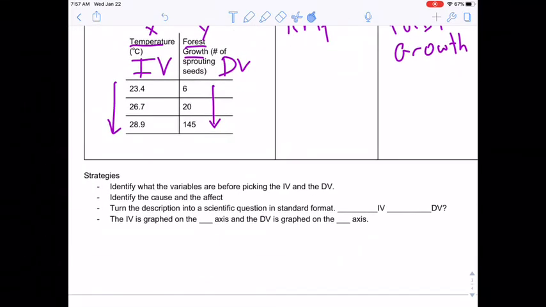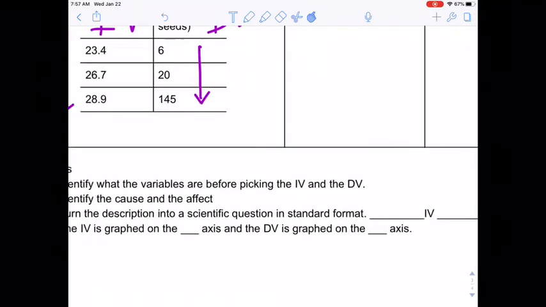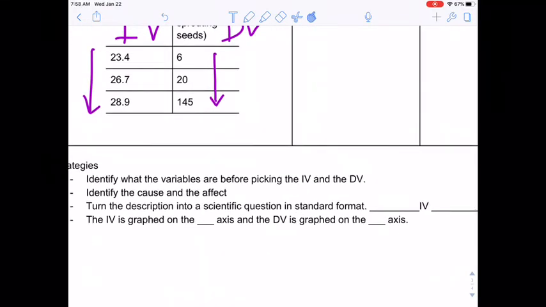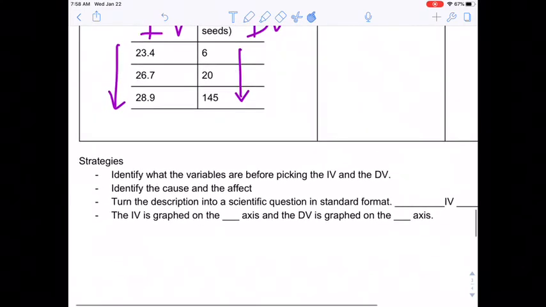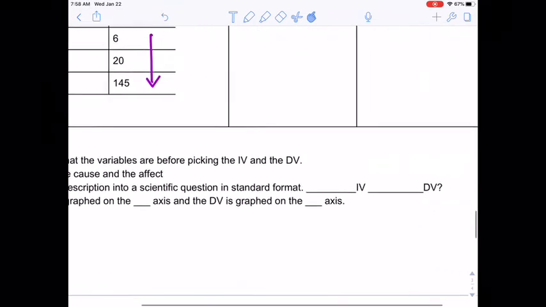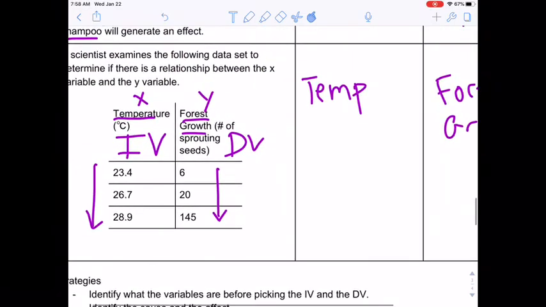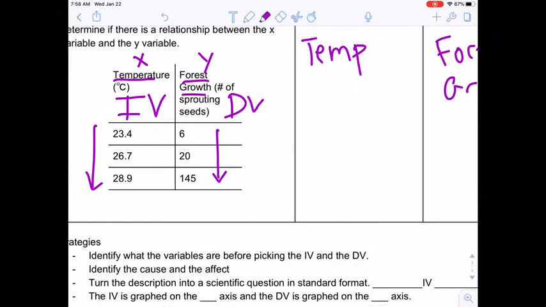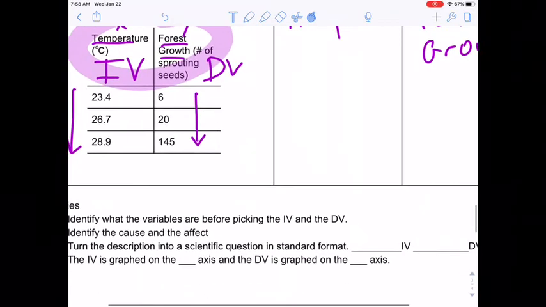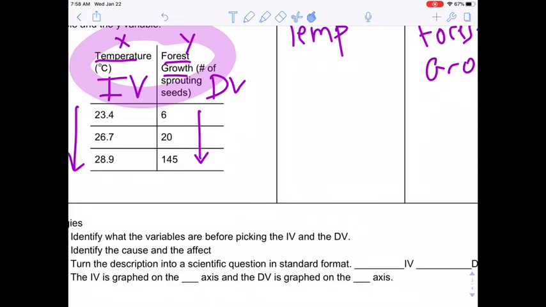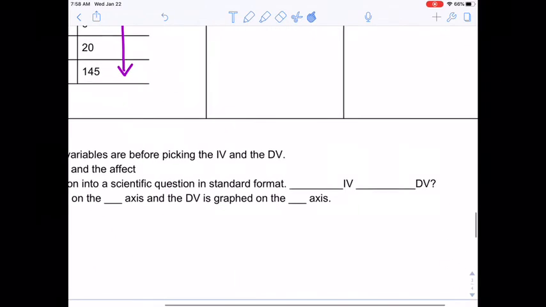Okay, so let's just go over these strategies. Identify what the variables are before picking the independent variable. Before picking the IV and DV, that's when we just underlined those variables. Identify the cause and the effect. Turn the description into a scientific question in standard format. For example, with this one, you could think about how does temperature affect forest growth? So that would be one way that you could figure it out. So that's that standard format.